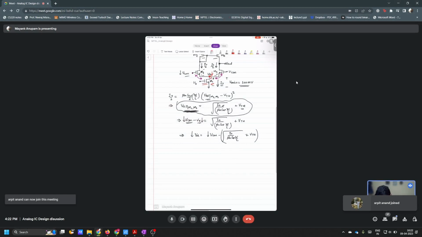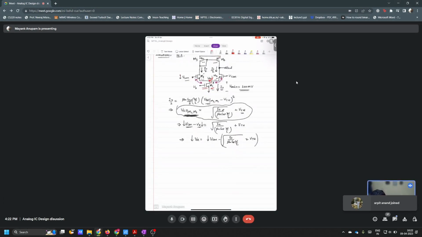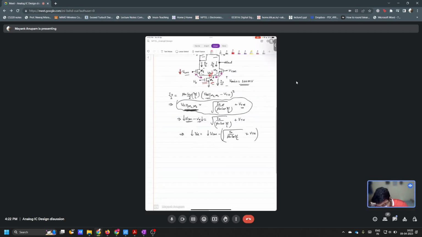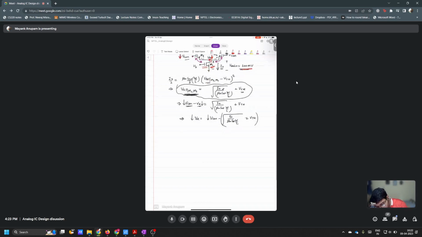So that is why they have asked you what is the minimum possible VCM that you can use, while making sure that M0 is not going out of saturation. You already know that the minimum that Vx can go is 100 millivolts. That is already given. So you can use Vx minimum equal to 100 millivolts, correct?